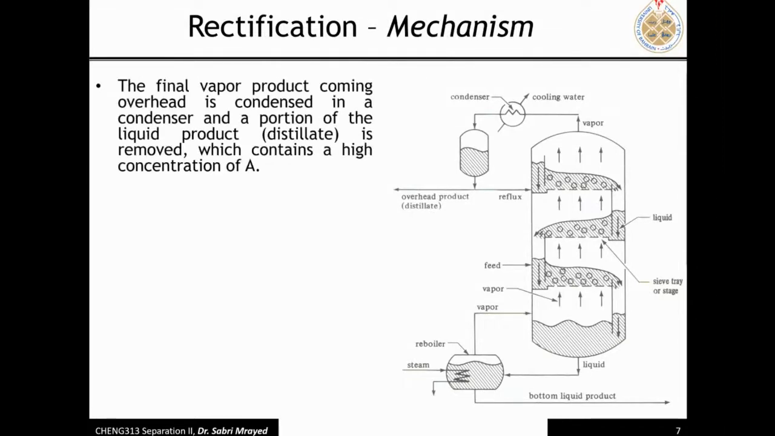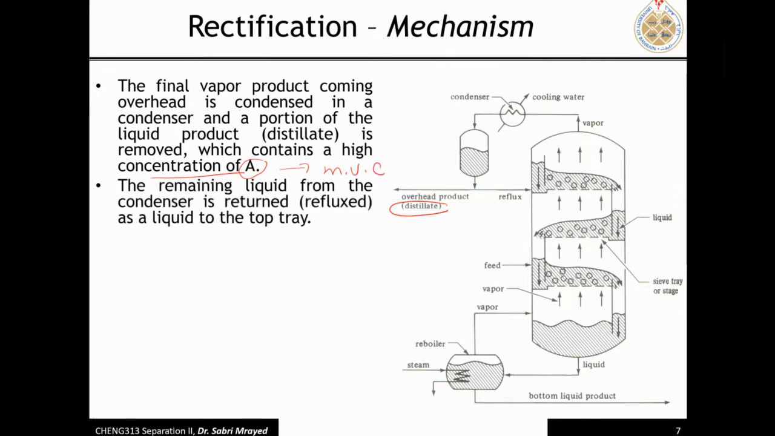Okay. The final vapor product coming overhead is condensed in a condenser, a partial condenser. The product, which we usually call the distillate, is removed, and it contains a high concentration of A. Now A is referring to the more volatile component all the time. The remaining liquid from the condenser is returned back. This is part of this product. We have to return it back to keep liquid flowing down in the column, and it's called reflux.